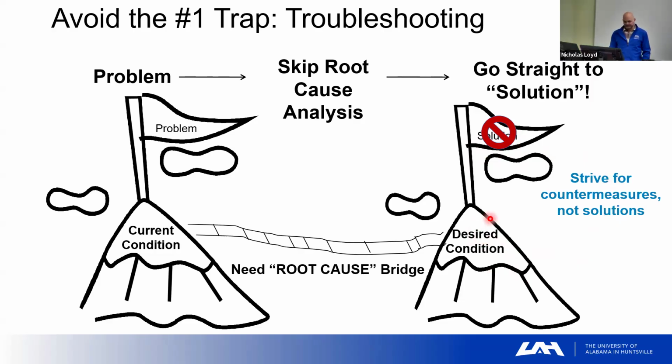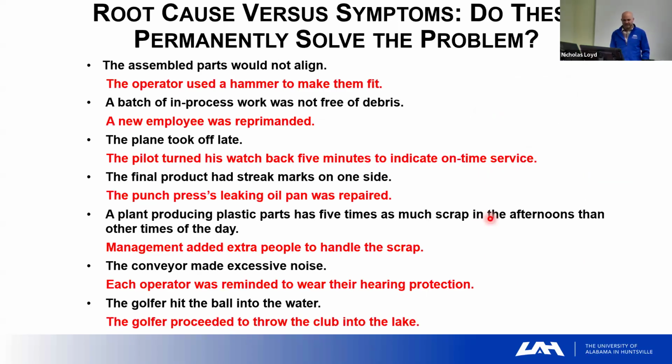So developing the right mindset is important because if we just troubleshoot, a lot of times when we only fix symptoms, the problem keeps coming back. So I want y'all to take a little bit of time and read through some of these, with the black being here's the problem. And then the red being, does this fix the root cause? I identified a problem. These assembled parts won't align correctly. If my solution is using a hammer to make them fit, does that fix the root cause?